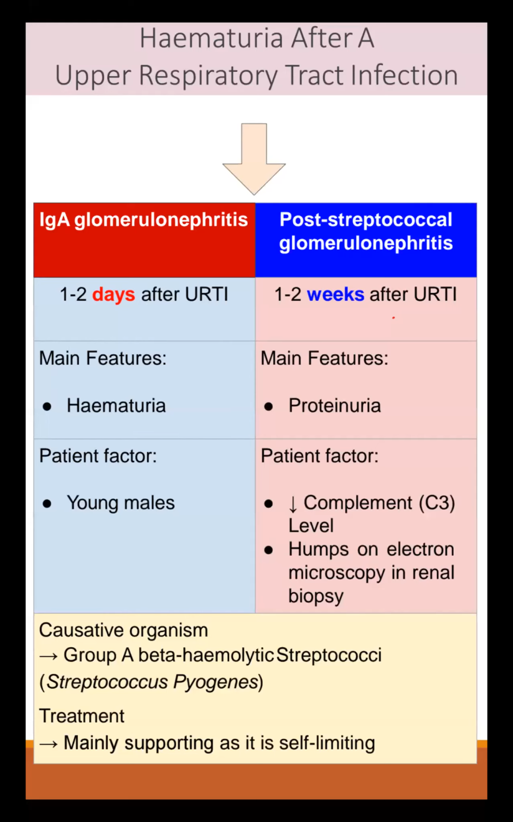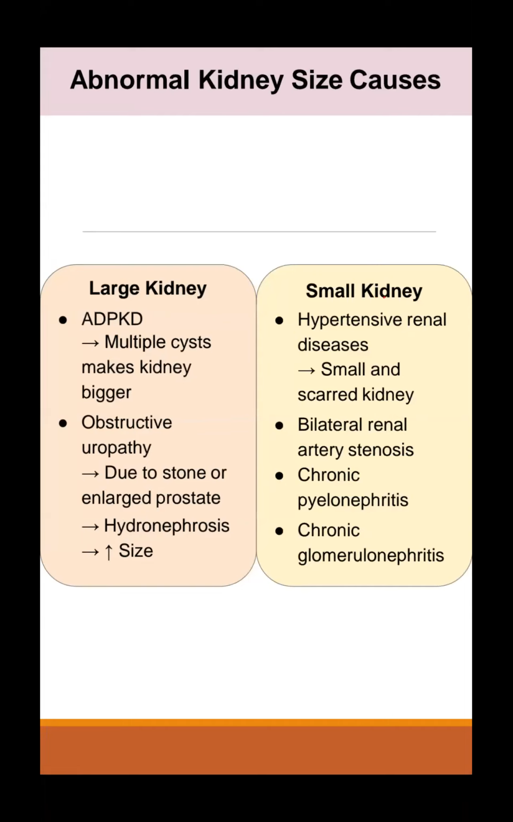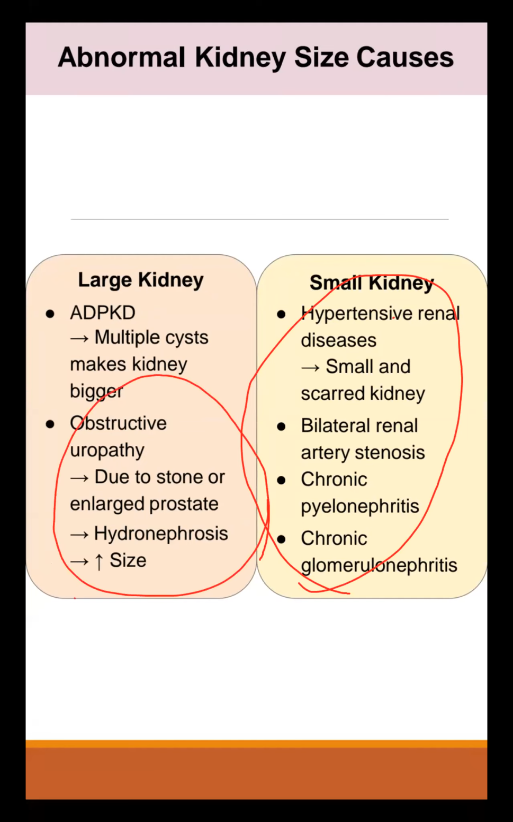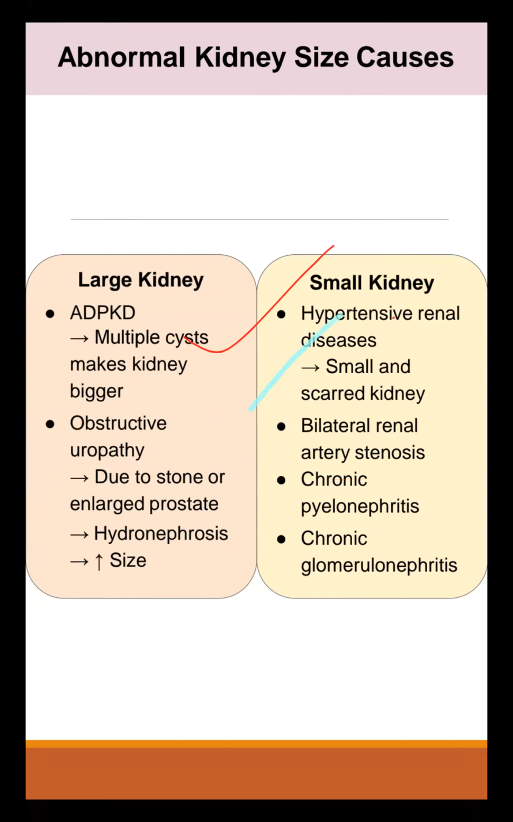This I already discussed, very important, they emphasize it there. ADPKD: large kidney and small kidney. In large kidney, there is obstructive uropathy, the size will be higher, hydronephrosis will develop, and there are multiple cysts. In small kidney, there is bilateral renal stenosis and chronic pyelonephritis. Size is very important.